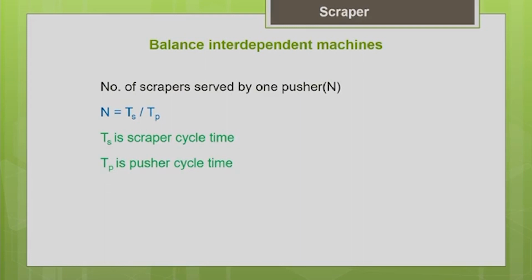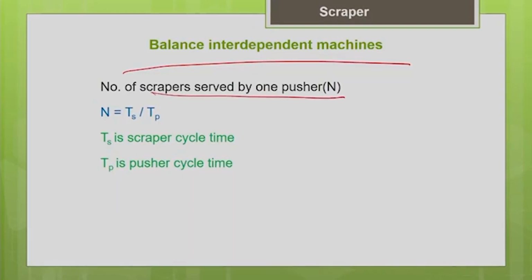Another important thing, as I mentioned earlier, we need to balance the interdependent machines. Your scraper and pusher are interdependent machines, they work together. So we have to balance them. We have to choose the correct number of scrapers and pushers so that one need not wait for the other. So we have to reduce the waiting time of the machines so that we can reduce the cycle time, increase the productivity and reduce the production cost.